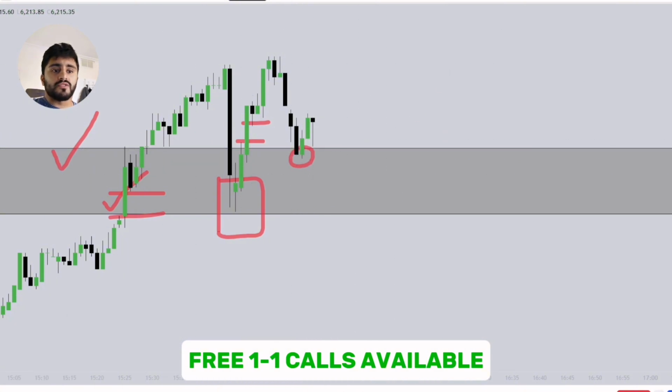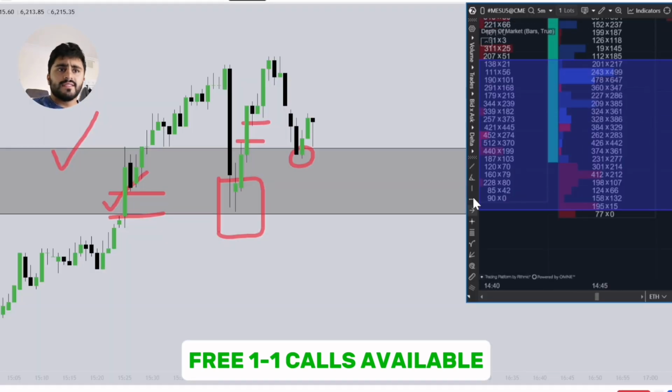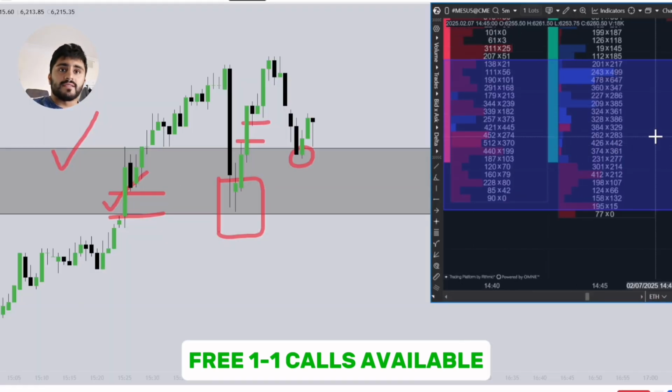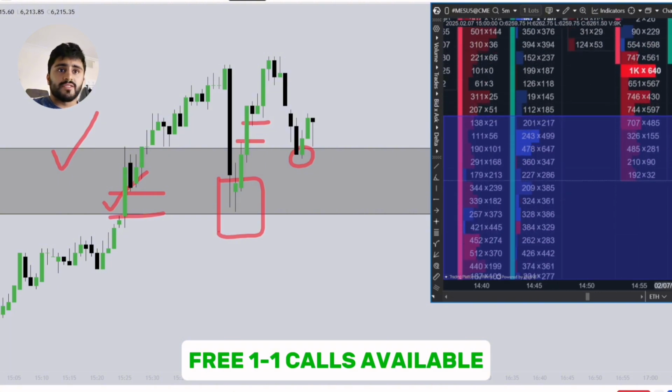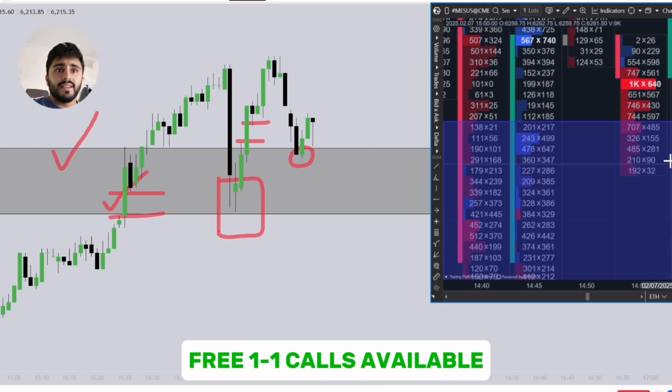So what's going on inside of this region? This is now the second official retest. So let's bring up our footprint charts, our ATAS again, and see what was going on. Here's our first initial rejection. So what we're seeing is 210 for 90. We're seeing 192 for 32. So we're seeing a huge amount of aggressive sellers compared to the aggressive buyers. This is over a 2x difference. This is over, I think, a 5, 6, 7x difference. So we are seeing a large number of aggressive sellers.